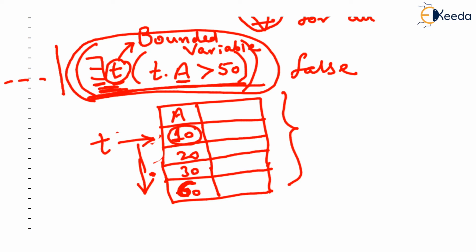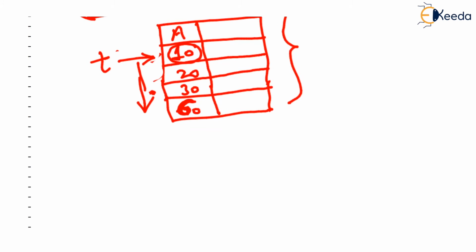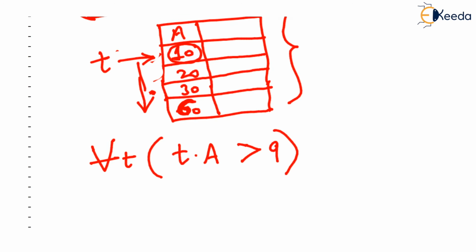Now, of course, I repeat that whatever I am writing here is incomplete, but we are just understanding what there exists and for all are. We will integrate all this properly in a bigger query in coming videos. Now, what about for all? Let's keep this table intact. Suppose I write for all t, t dot a is, let's say, greater than 9. Let's put one more bracket over here for clarity.